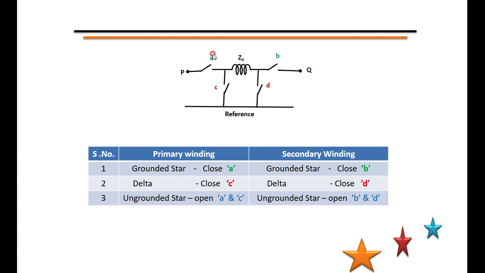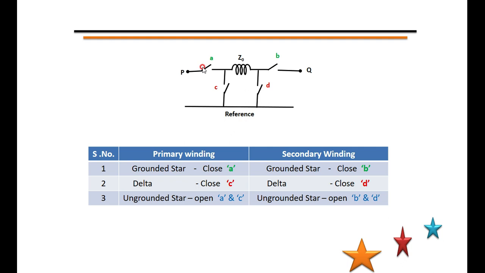For example, if it is star connected grounded in the primary, switch A should be closed. If it is only star connected, ungrounded, in the primary, then A is open. Of course, C is not operated because it is a star connection; A is operated and C is kept open. Now, instead of the star connection, if you have a delta connection in the primary, A should be open and C should be closed. That is the primary.